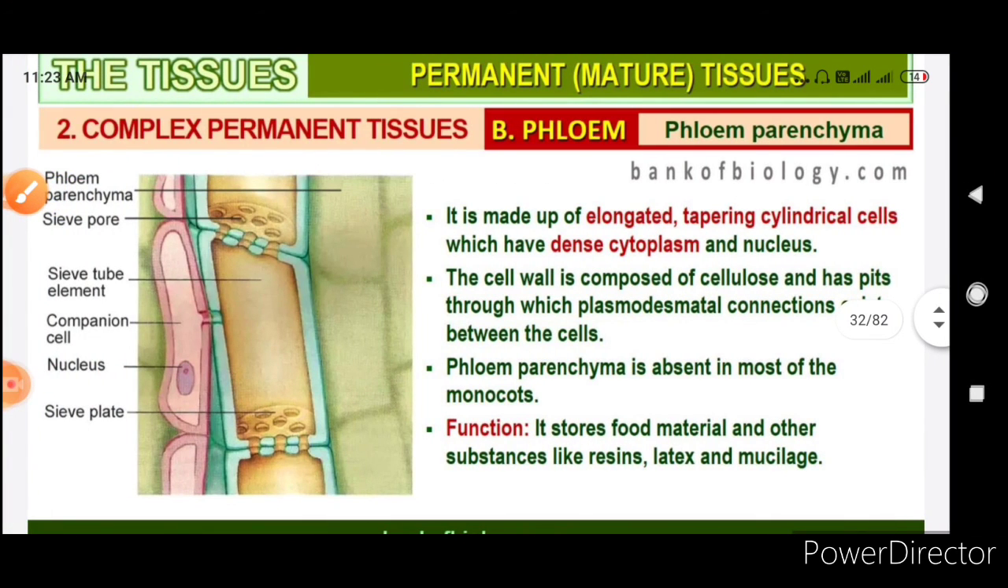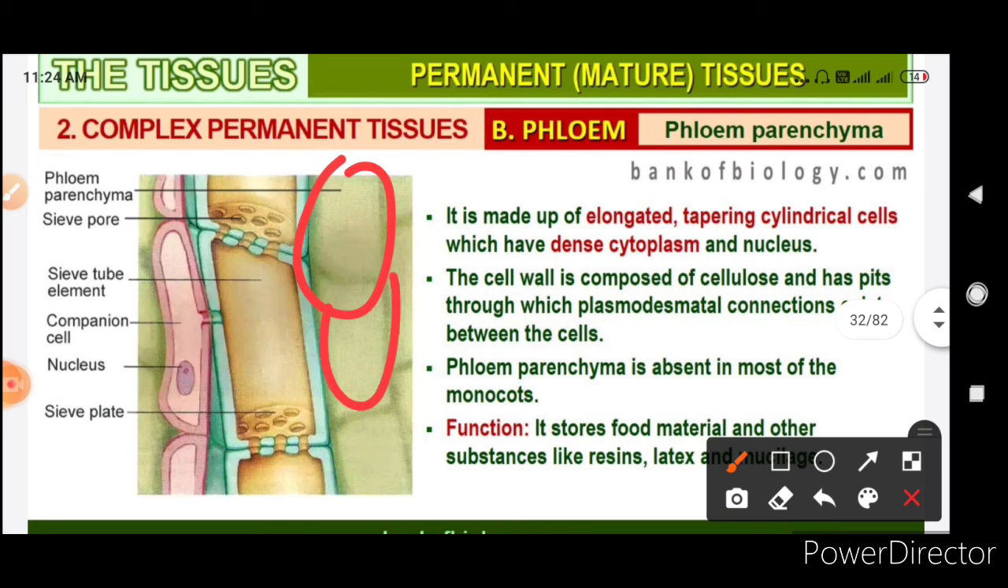Now comes the phloem parenchyma. It is made up of elongated, tapering, cylindrical cells which have dense cytoplasm. Here you can see these are the phloem parenchyma. The cell wall is composed of cellulose and has pits through which plasmodesmatal connections between the cells arise. Phloem parenchyma is absent in most of the monocots, and its function is to store food material and other substances like resin, latex, and mucilage. Wherever parenchyma comes, there will be storage of food material. You have to remember that.